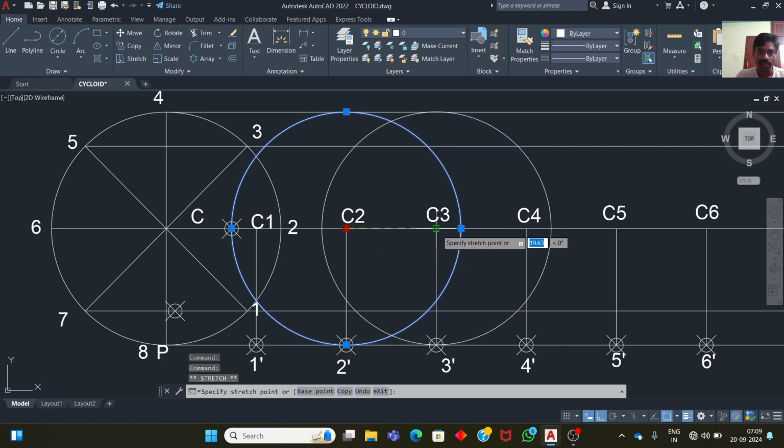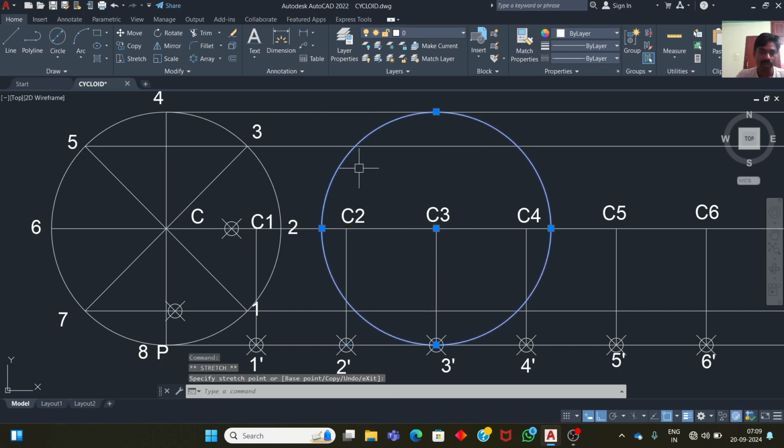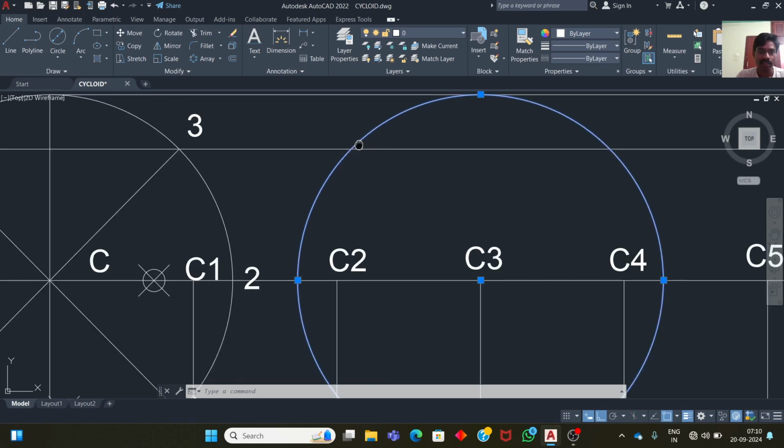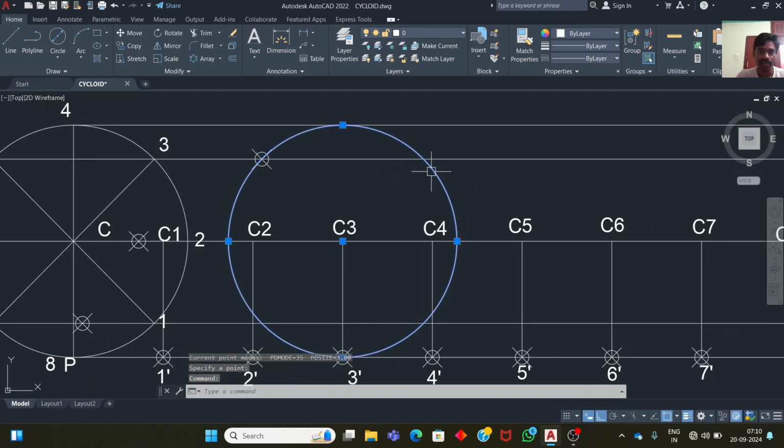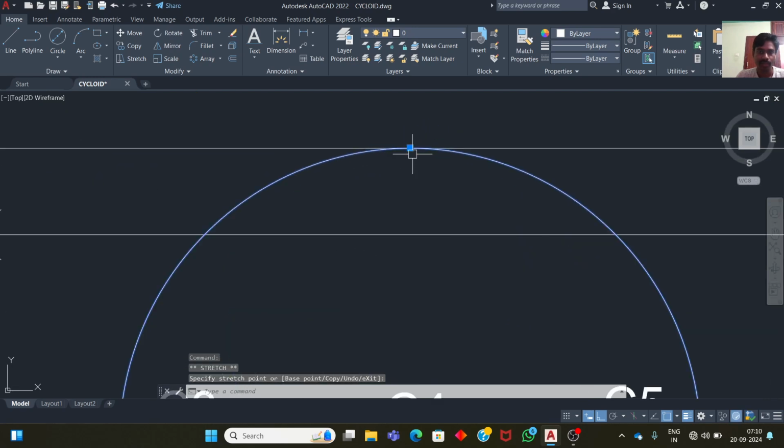Change the center 2 to 3. This circle and this third line will intersect here, so this is point 3. And next, change the center 3 to 4. Here we have an intersection point, so make a point here.